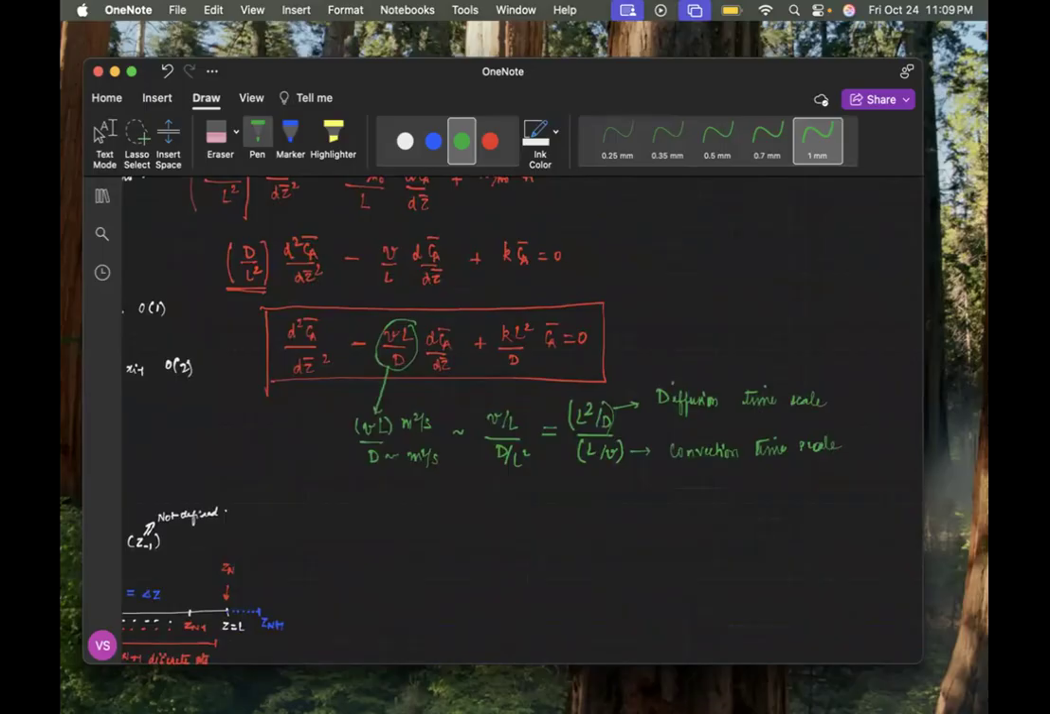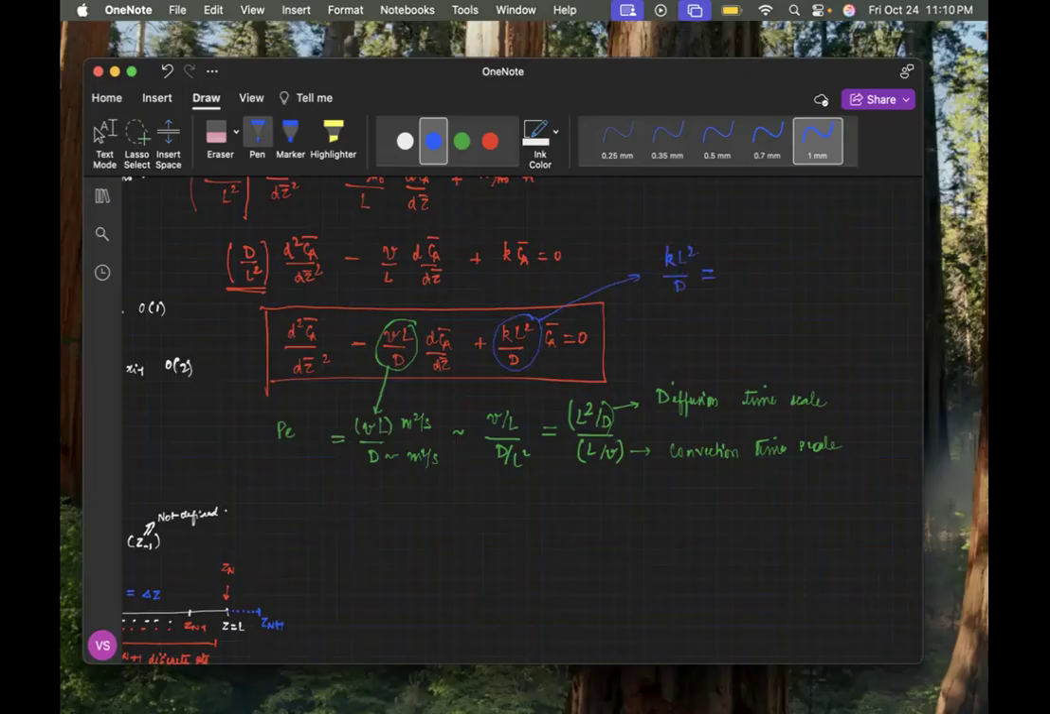Yes. So basically that's the idea. And the ratio of these two time scales is known as the Peclet number. So the ratio of the diffusion time scale and the convection time scale is known as the Peclet number. Okay. So that is useful information to keep in mind. And the second thing over here is KL squared by D.